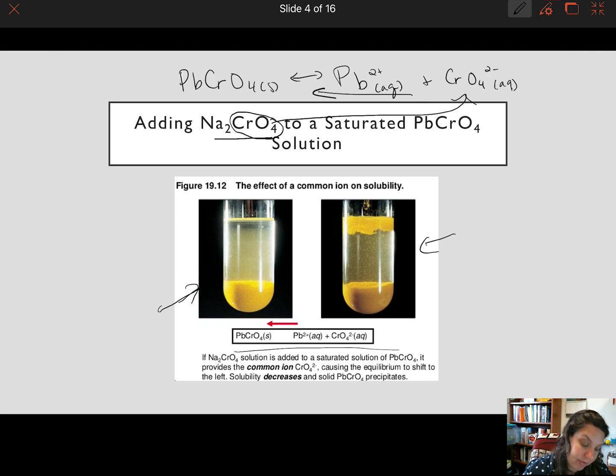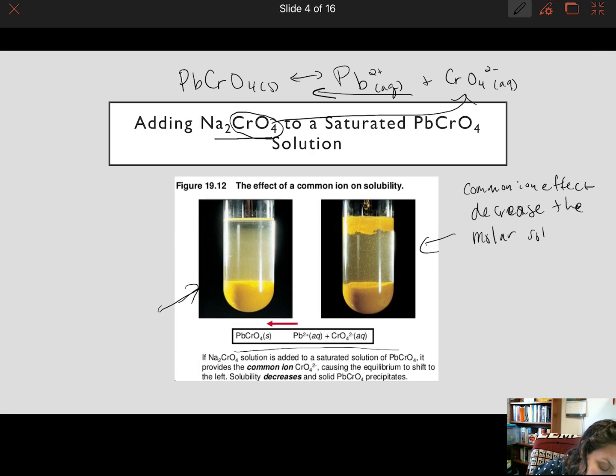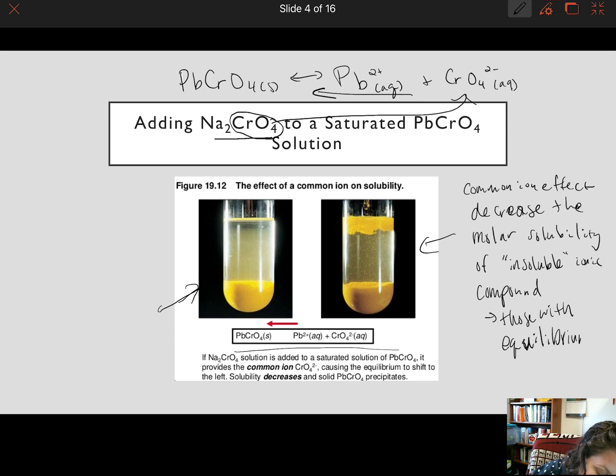So our common ion effect decreases the molar solubility of insoluble ionic compounds. So those with equilibrium solubilities.